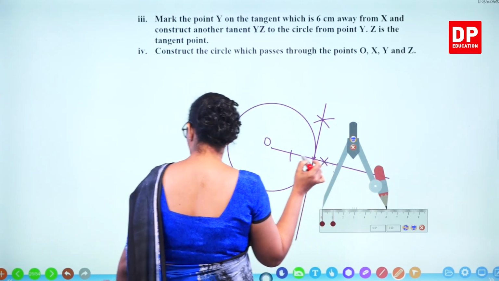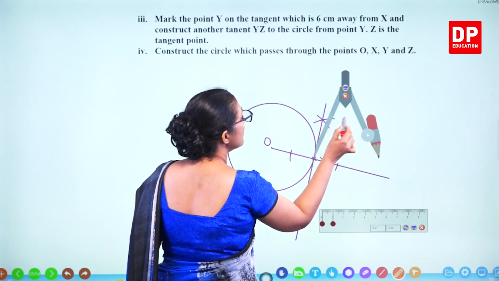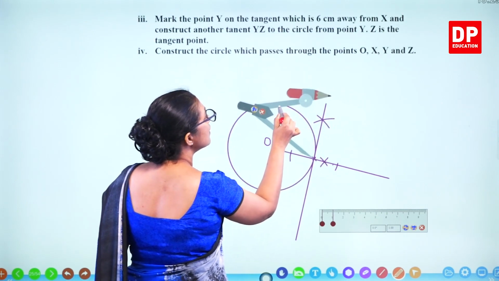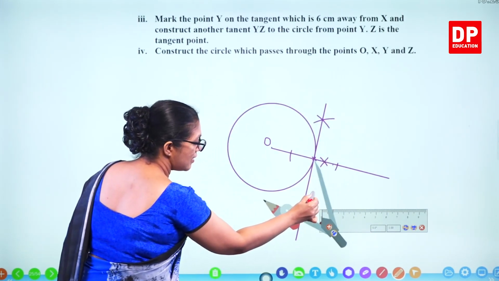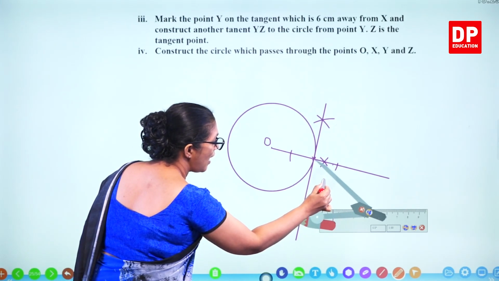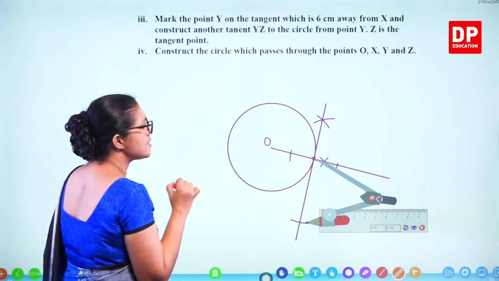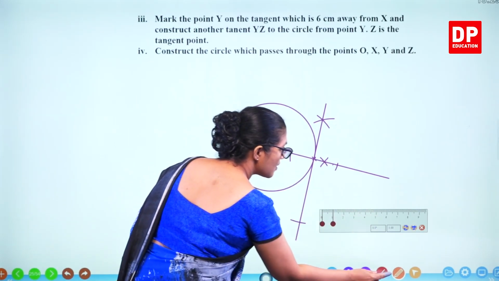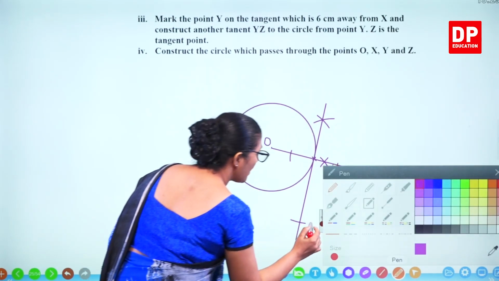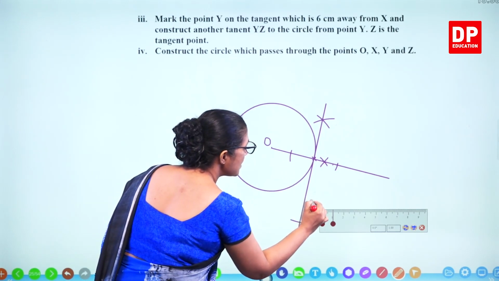Now we can take 6 centimeter length and then from X you can mark the Y value. So here I'll take this side. Any side you can take. So I'm taking Y here, 6 centimeters away from X. So here I can mark this is Y. So this is 6 centimeters.